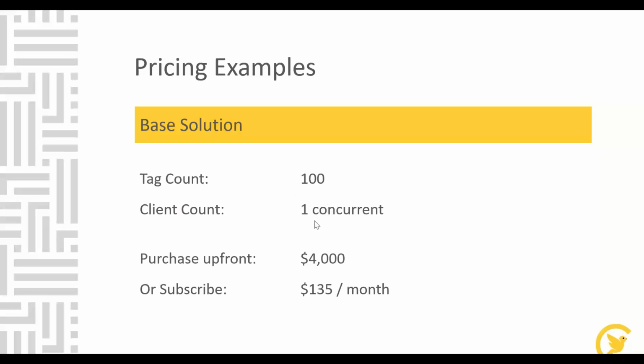So the example will be something like the base solution, 100 tags. You get a client count of one concurrent user for the ASM and the Excel add-on. Then the upfront purchase will be 4,000, with a maintenance service that you need to commit to initially but is optional in the following years, like 15%, or you subscribe by these functions of 135.